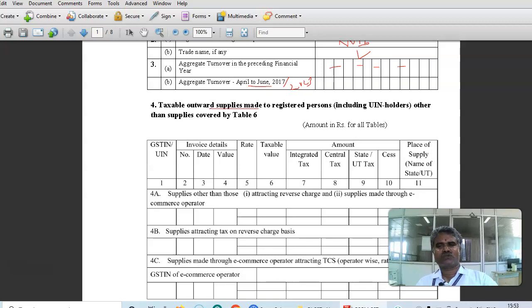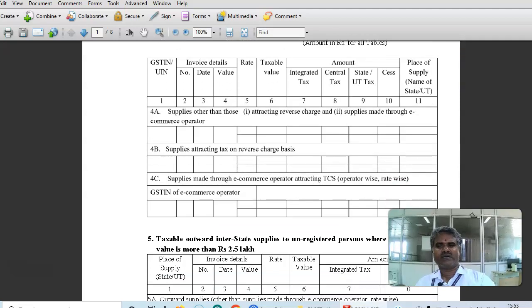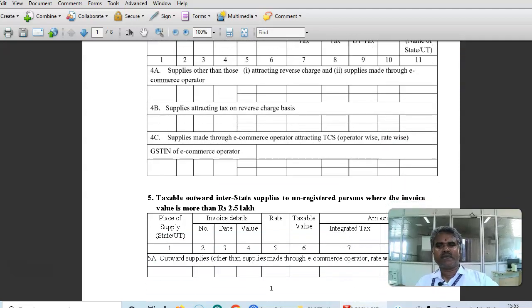Then supplies other than those attracting reverse charge and supplies made through e-commerce operators. Suppose you have any, you have to mention it here. Then supplies attracting tax on reverse charge basis. Suppose you have any supplies under the reverse charge mechanism, here you have to list them out. Supplies made through e-commerce operators at TCS, tax collected at source, and the GSTIN of the e-commerce operator. If you have anything, you simply enter the values.